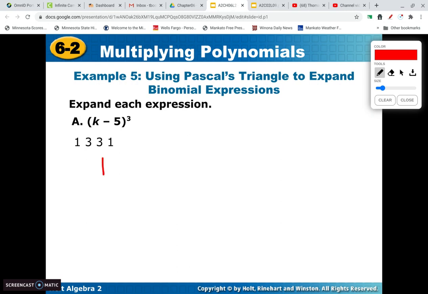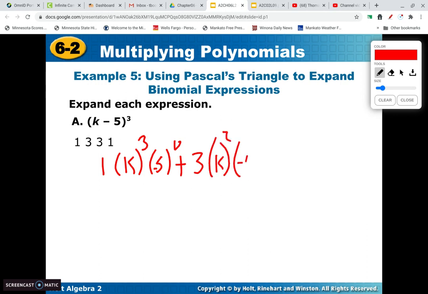So we're going to go 1, and then it's going to be k to the third power, and then it's going to be negative 5 to the 0 power. So I'll put in there, negative 5. All right, plus, and then 3 is going to be the number that comes next. The exponent on k is going to go down by 1. It's going to go k squared, and then negative 5 to the first. All right, then we're going to go negative 3. This time it's k to the first, and then negative 5 to the second.